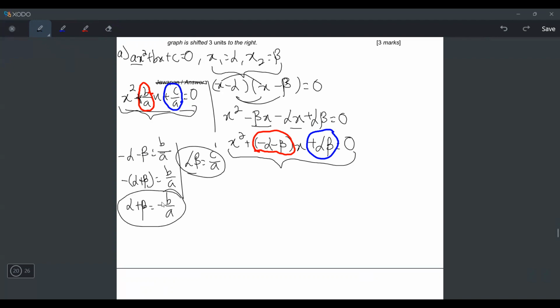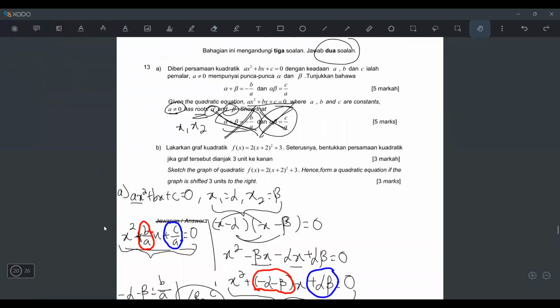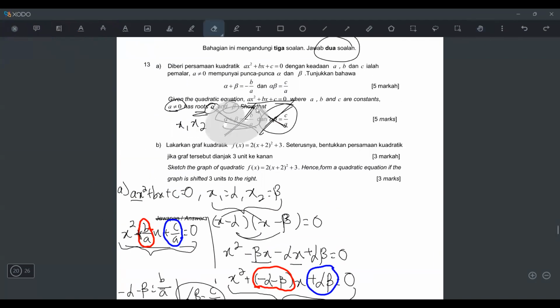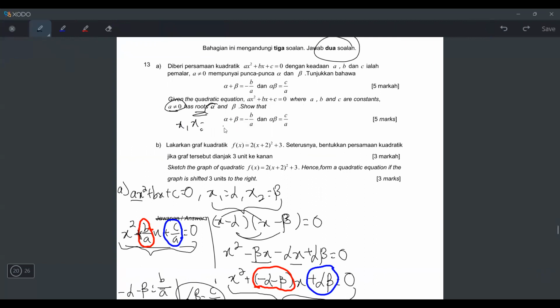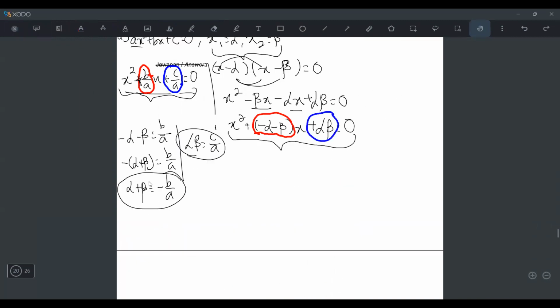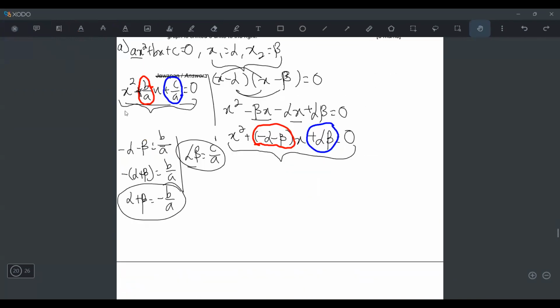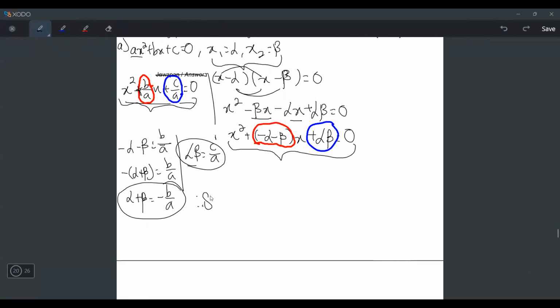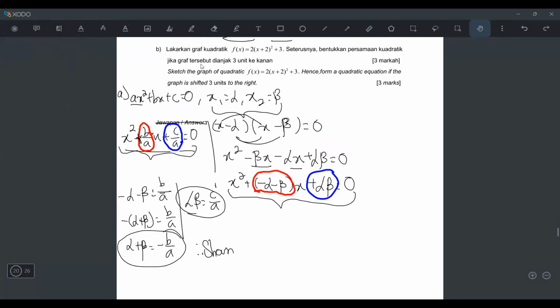If you look at these two things I circled, it's exactly the same as what they wrote here. So alpha plus beta equals negative b over a, alpha beta equals c over a, which is the sum and product of roots method. This is how that method comes from. So you can write the word shown. Done already. Okay, let's go to question B here.